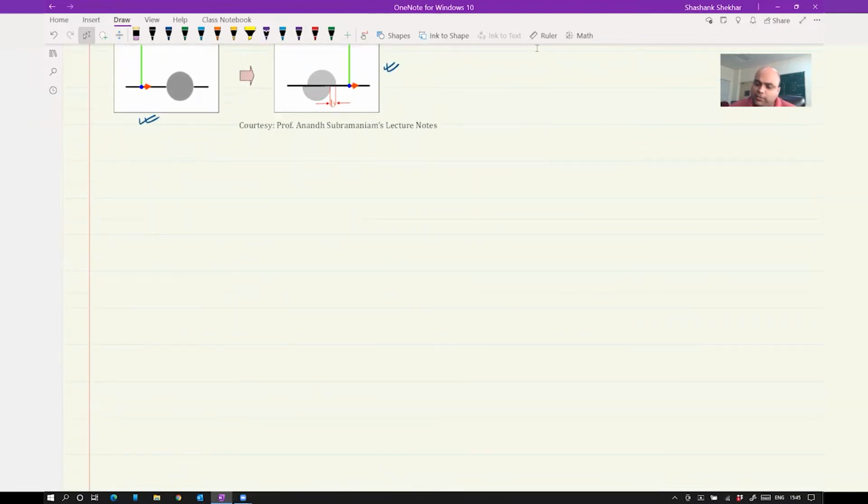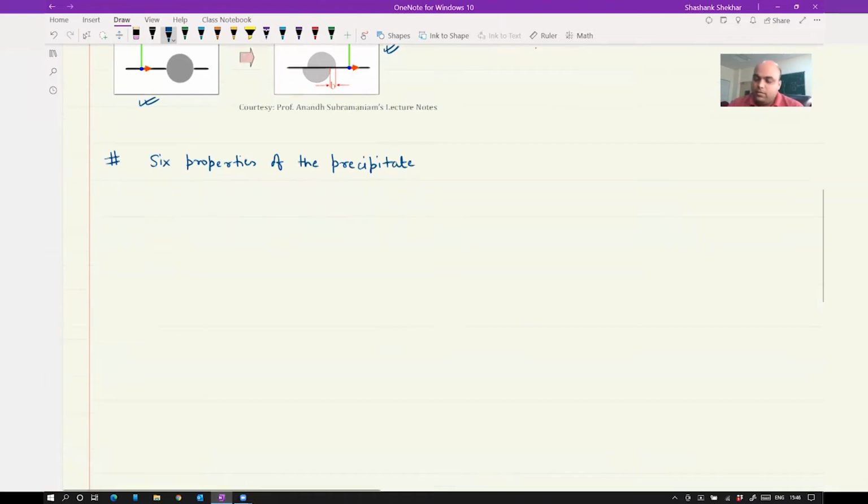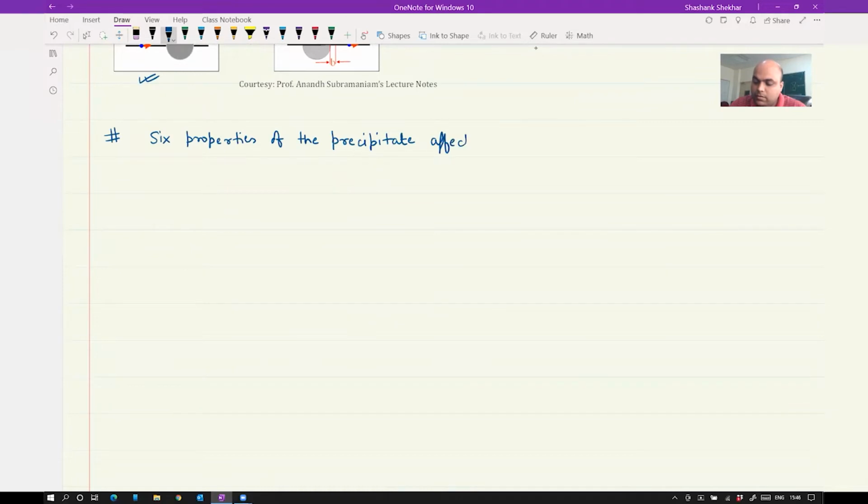Now, there are six properties of the particle which can affect the way a dislocation interacts, or in this case, the ease at which the precipitate can be sheared. Okay, let's try to understand those. So six properties of the particle or precipitate affect the ease at which it can be sheared. So what are those six properties?